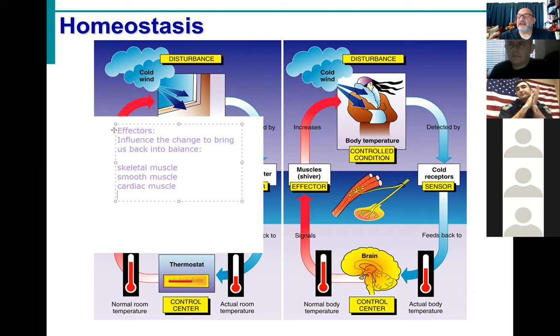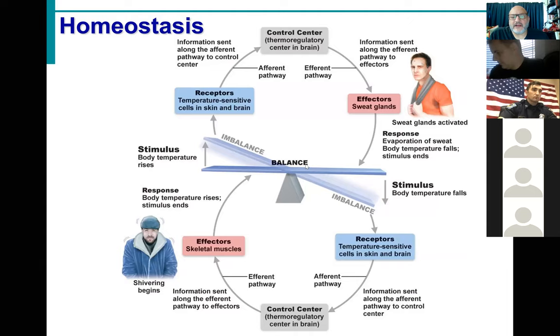Again, if you use that example of instead of getting cold, getting hot, running around the room 16 times, you would sweat. So these four things, skeletal muscle, smooth muscle, cardiac muscle, and glands, are the effectors of the body. Those are the things that are going to influence the changes that bring us back into balance. All right? And again, it works both directions. As you can see here from the pretty picture from your textbook, we get cold, we perceive that information, we shiver. We get hot, we receive that information, we send a signal to our sweat glands, and we get sweaty, and again, it brings our body back into balance.